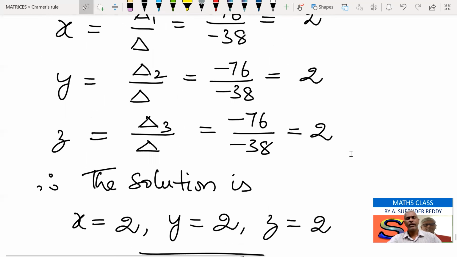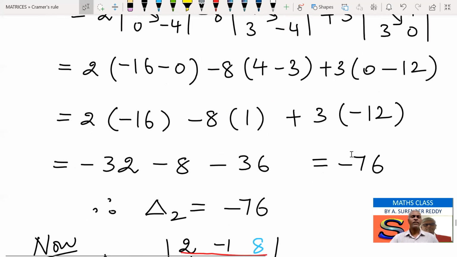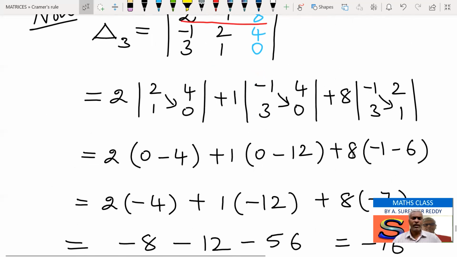And you can check by substituting these values in any one of the given equations. You can check whether it is right or wrong. So in this way, you can calculate the solution. You can find the solution for a given system of simultaneous equations in 3 variables.